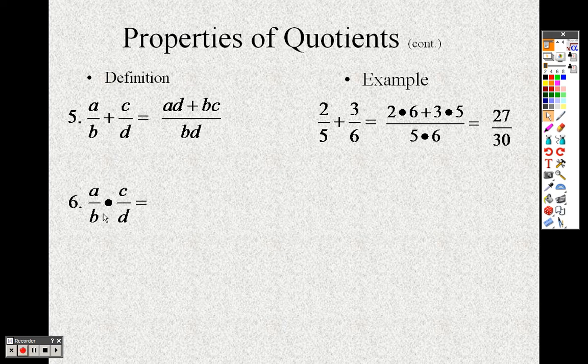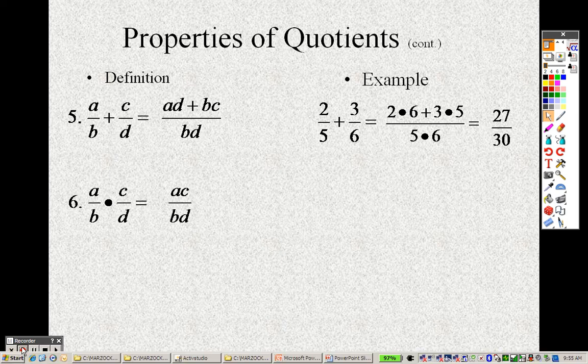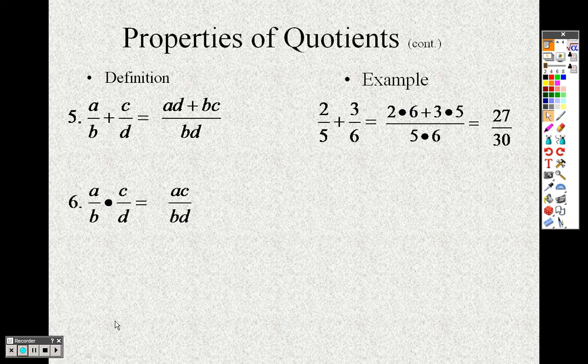When you multiply though with fractions, you just multiply straight across, which is what that's saying here. And I believe that is supposed to be a D. Okay, so we fix that up there. It should be AC over BD. Just multiply straight across. So 3 times 4 and 7 times 6. So 3 times 4 is 12. 7 times 6 is 42. And we can reduce that to 2 over 7.